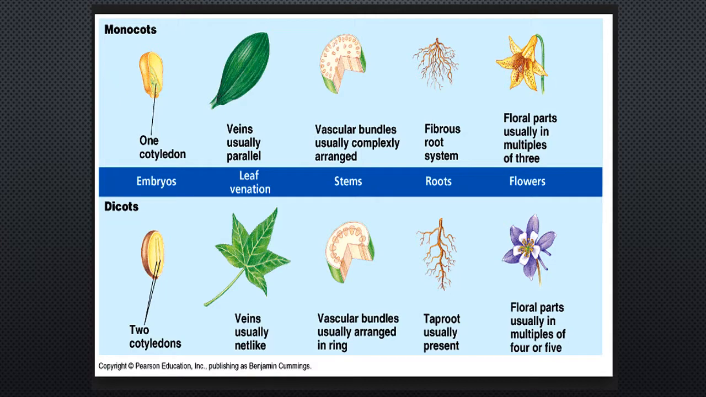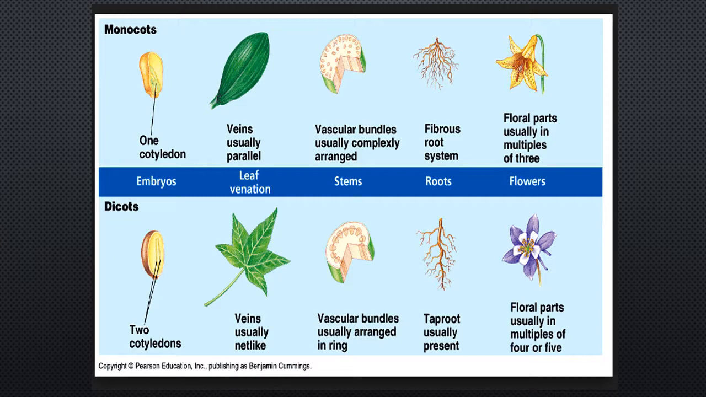All right, so here we can see illustrations of our monocots and of our dicots, so 1 cotyledon and 2 cotyledons. And some of those traits that I was describing in the previous slide, if you're like, I don't know what that means, like fibrous roots or taproots, we can see a little bit more clearly in this illustration here. So for our monocots, we said 1 cotyledon. Veins are usually parallel. Vascular bundles are usually complexly arranged or kind of scattered. They have a fibrous root system. And then the floral parts are usually in multiples of 3.